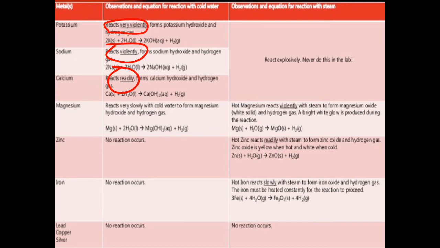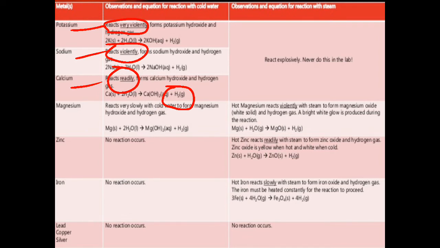So first you have very violent, means most reactive. Then we have violent, means highly reactive. Next is calcium. It readily forms calcium hydroxide and hydrogen gas. Now in this case you can see the bubbling hydrogen because the reaction is normal.